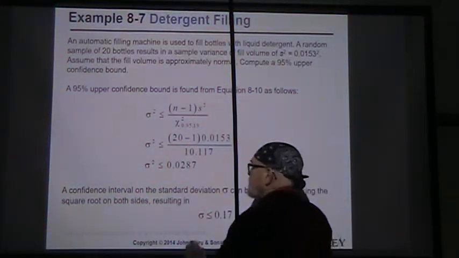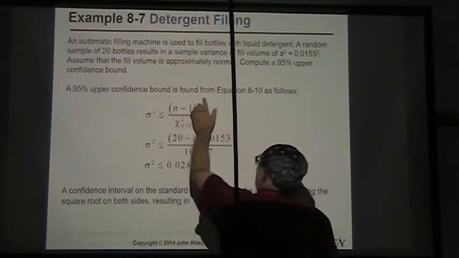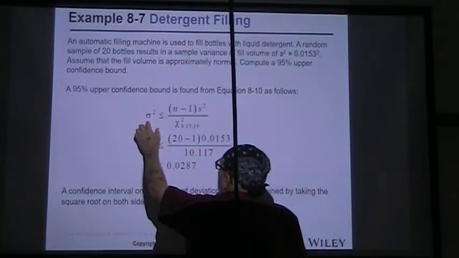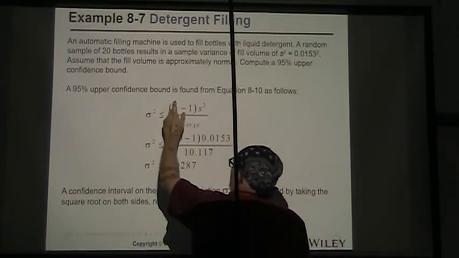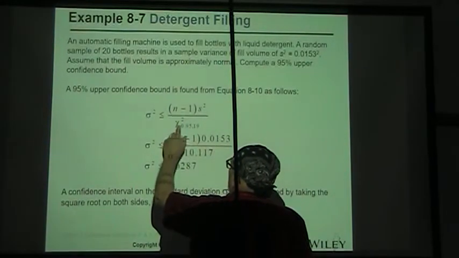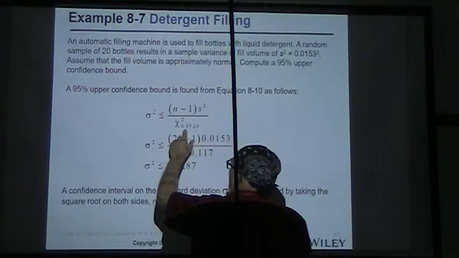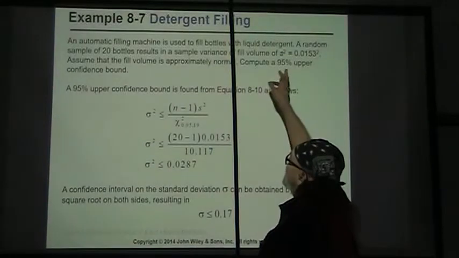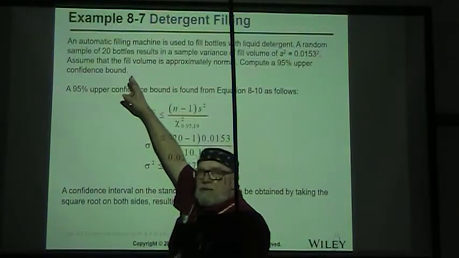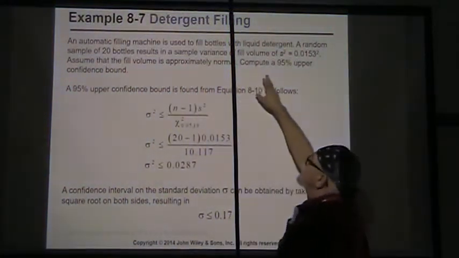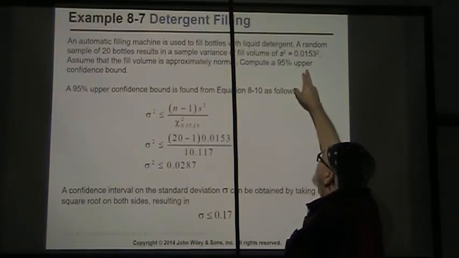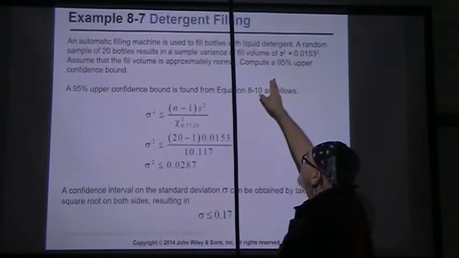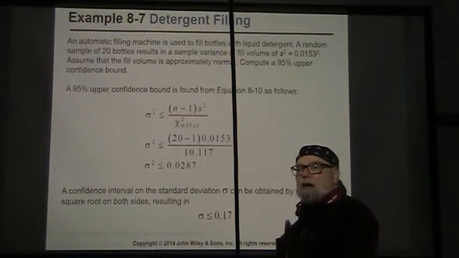All right, so a 95% upper confidence bound is found from equation 8-10 as follows. Our population variance is less than or equal to the quantity n minus 1 times sample variance divided by chi-squared of 0.95, comma, and our degrees of freedom is 19. Why is that? Because the sample was 20 bottles. Obviously, 20 minus 1 is 19. Our sample variance, S squared, is 0.0153 squared. And we assume fill volume is normal, and we're computing a 95% upper confidence bound.